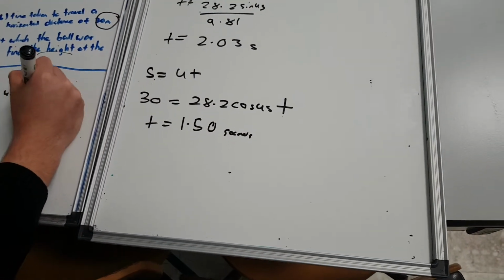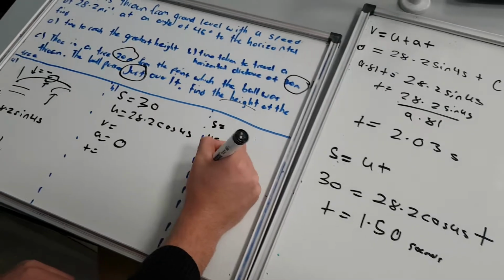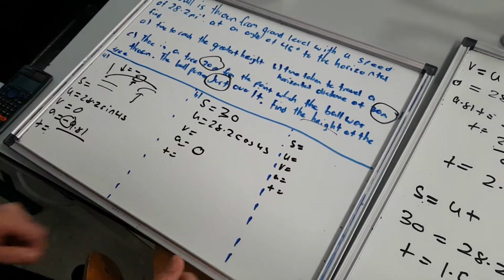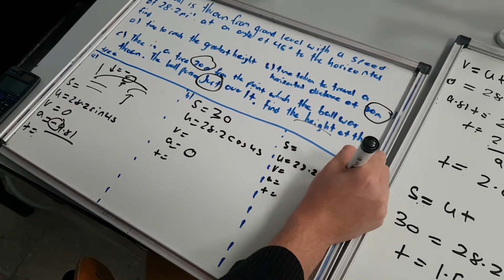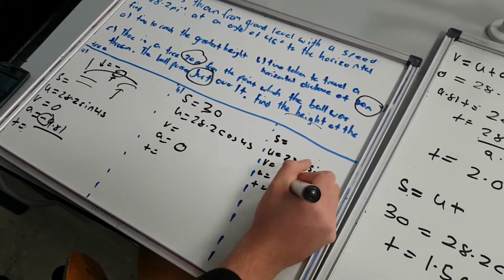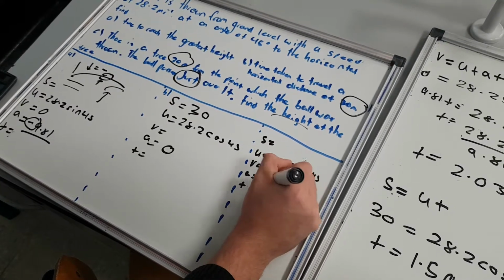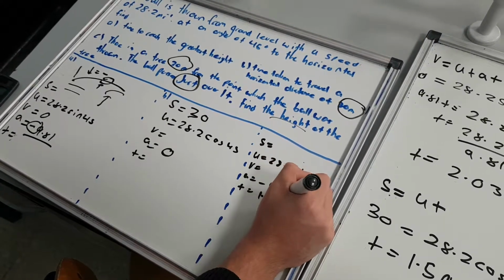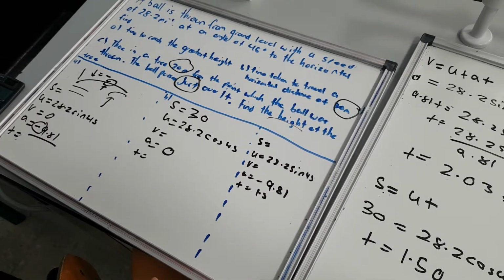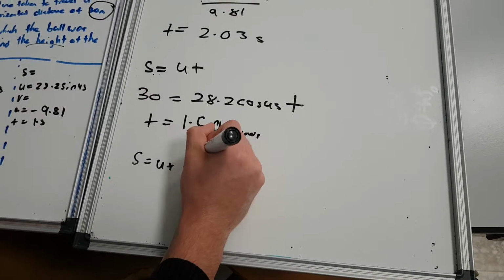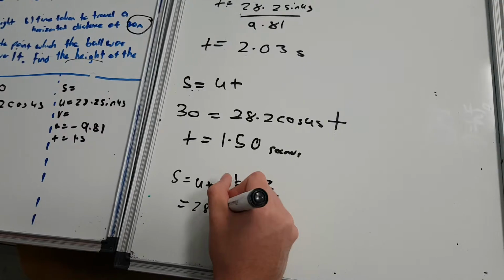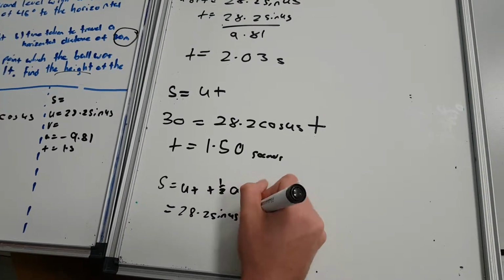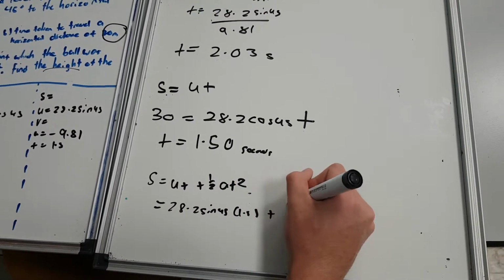s equals, u equals. Again, back to the first point, we know that the initial velocity was 28.2 sine 45 for the vertical aspect. We know that it takes 1.5 seconds, and we know that the acceleration is minus 9.81. So now we just want to find the height, so we go back to s equals ut plus half at squared. We just substitute the values.